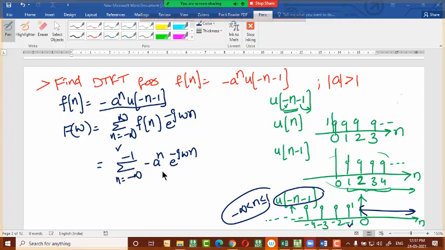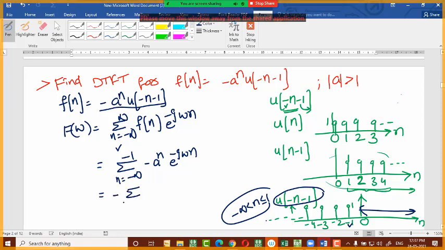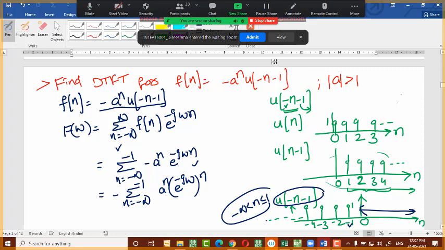Okay, this summation we have to solve now. So it is equal to this minus, I am writing in front of this, minus sigma n from minus infinity to minus 1 of a power n e power minus j omega. This one I am writing as power n. A power m whole power n is equal to a power m into n. These two will be multiplied, you will get again the same thing. Okay.